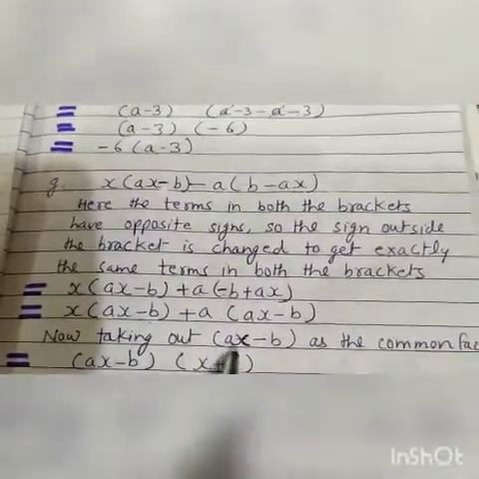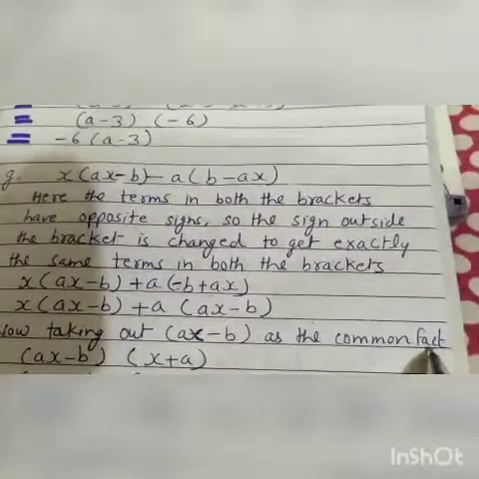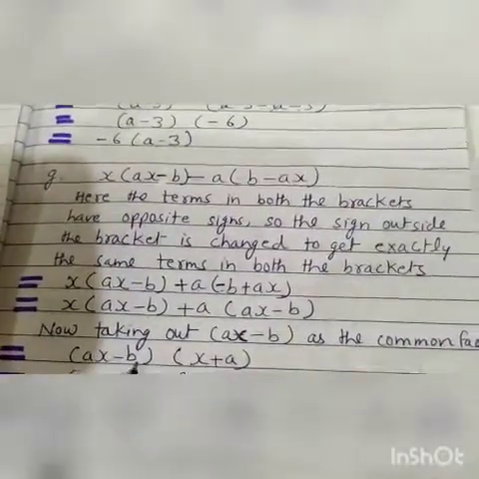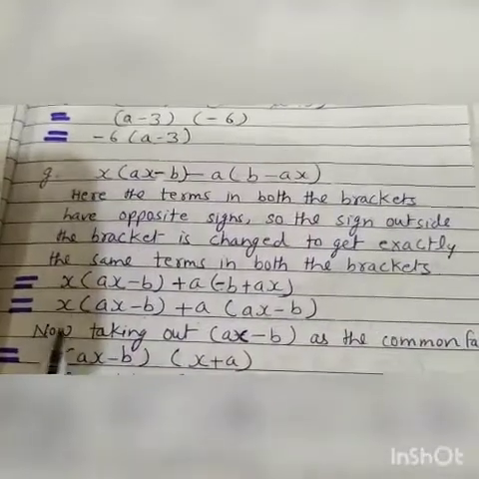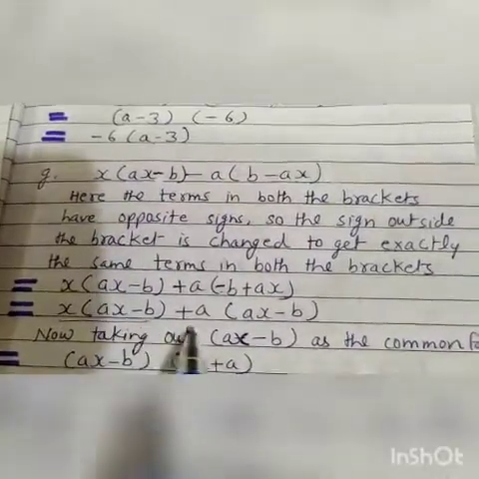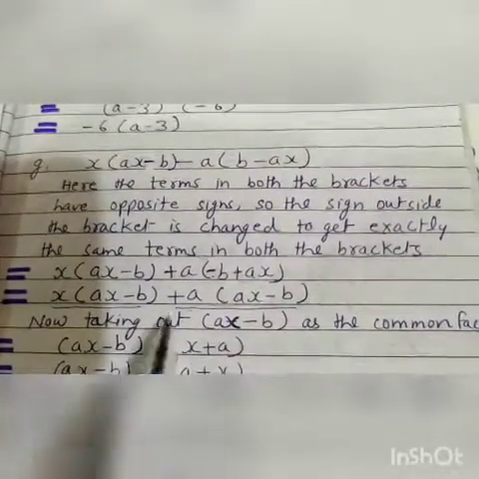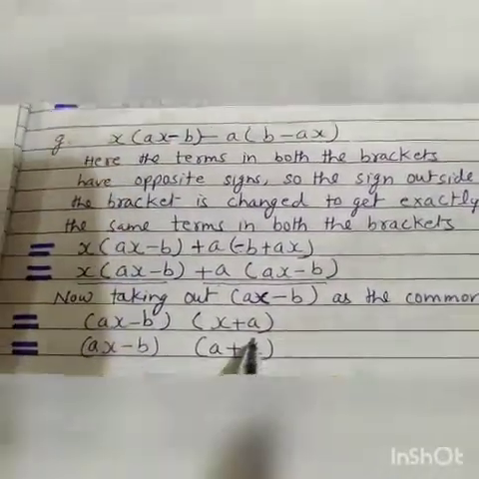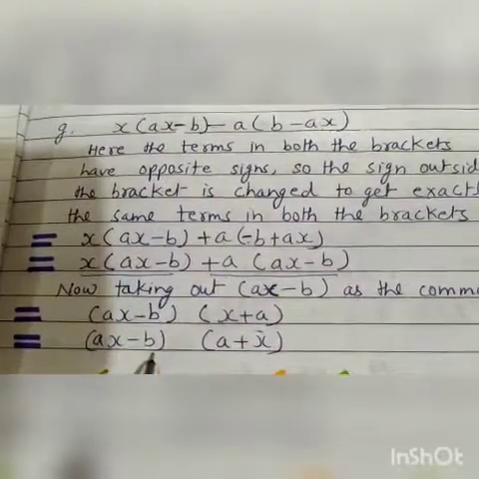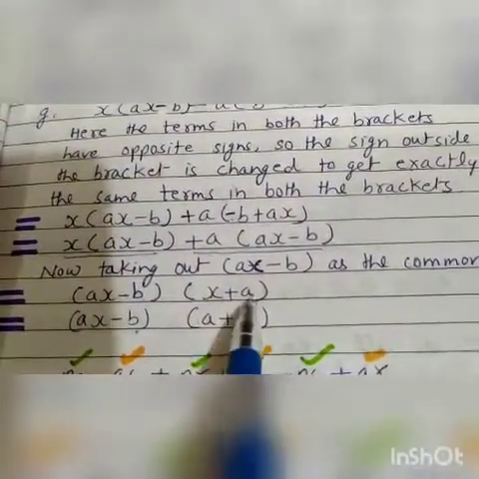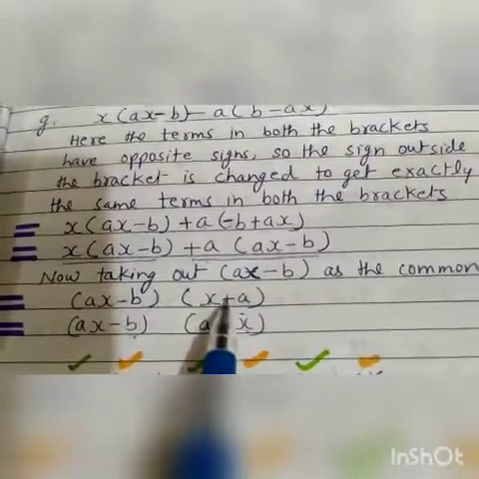Taking out (ax − b) as the common factor. This (ax − b) is common. What is left from the first term? Our first term is up to here and this is our second term. So x is left from the first term and plus a is left from the second term. Then (ax − b) and this (a + x). We can write this x plus a as a plus x because both are positive.